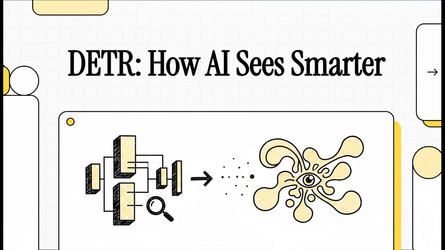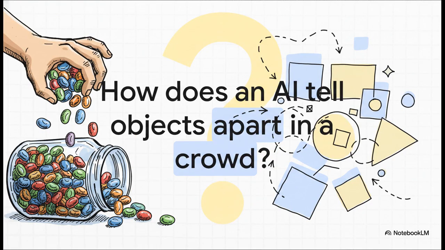Welcome to The Explainer. Today, we are talking about a really fundamental shift in how computers see the world. We're going to get into how computer vision is finally moving away from these clunky, handcrafted rules and towards a much smarter approach called end-to-end learning. So here's the question at the heart of it all. How does an AI look at a crowded scene and tell all the different objects apart?